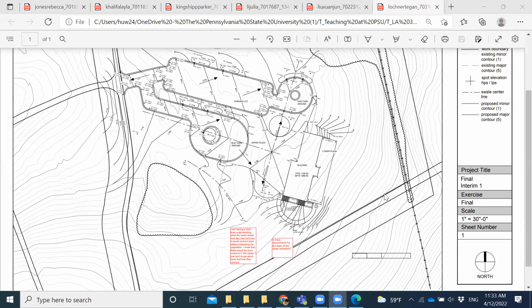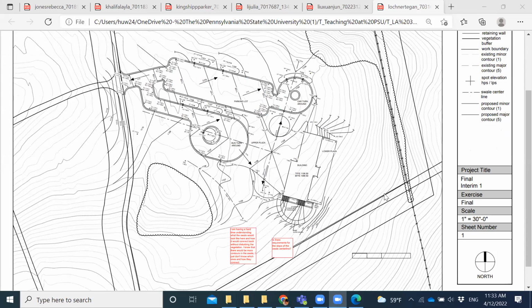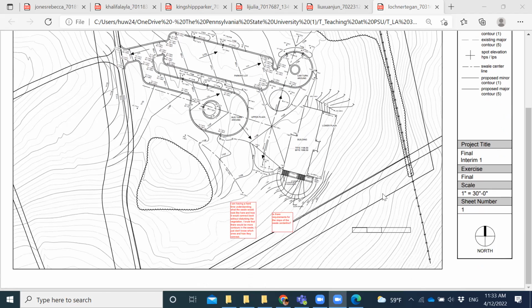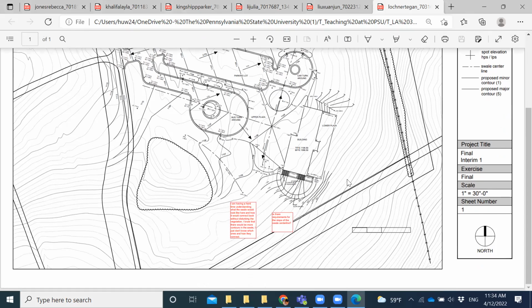I'm having a hard time understanding what the swale would look like here and how it would connect back without disturbing the vegetation. I know that, okay, contours. The requirements for the slope of the swale center line: as long as you have one in one direction at 2%, then the center line can go below 2%. So we can take a look at the ramp and then we can take a look at divergence swale. All right.